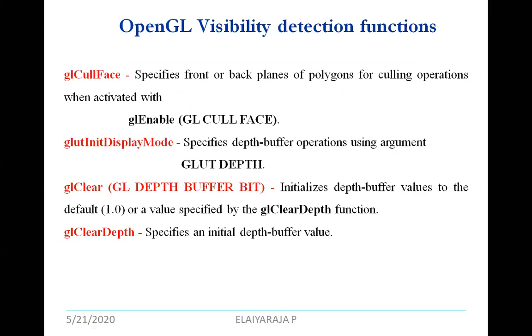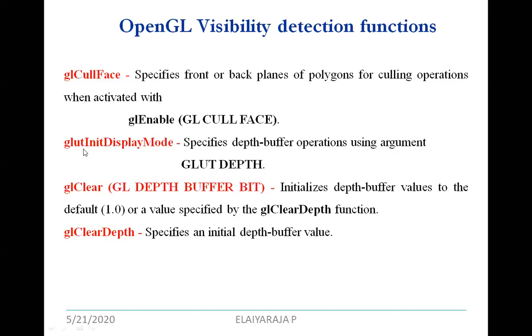First, about glCullFace. The function is used to check whether you are going to enable the face, where we have front face and back face. So glCullFace specifies front or back clipping planes of polygons for the culling operation. You activate it with glEnable of GL_CULL_FACE. Then glutInitDisplayMode, which you use for all the GLUT initialization, specifies the depth buffer operation using the argument GLUT_DEPTH.